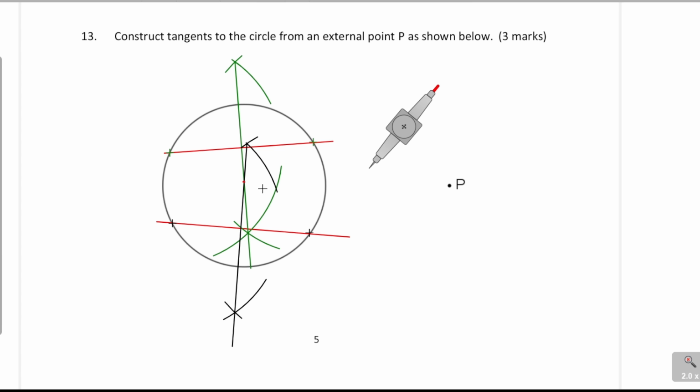Now, the moment you get the center, join the center using a straight line to point P, like that. Let me name this one point O, the center. Then from there, after joining the center of the circle to point P, construct the perpendicular bisector of that line OP. So now we're constructing the perpendicular bisector of that line OP.